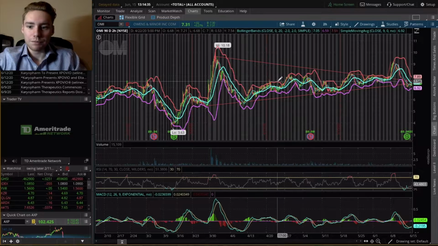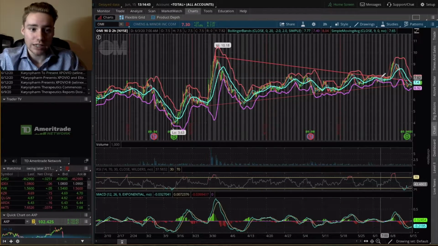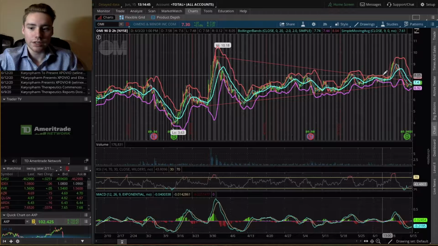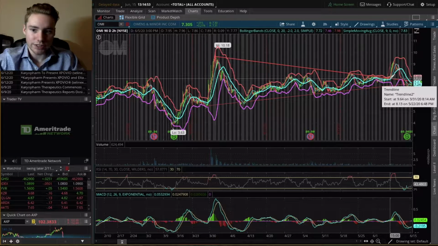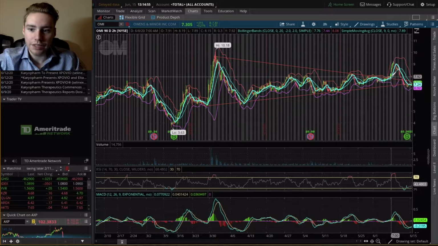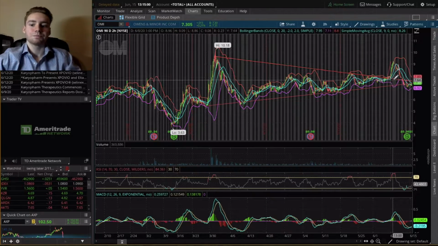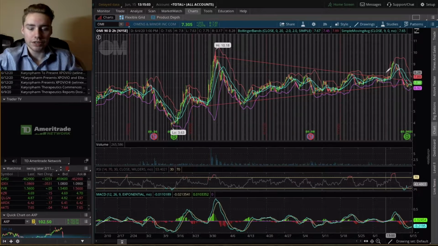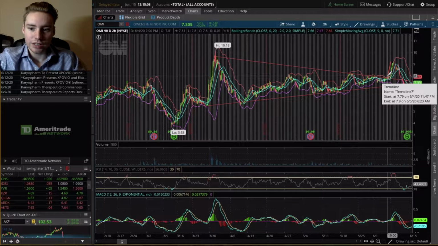Okay, so for a triangle like this, let's talk about entry and exit points. For an entrance point, you're typically going to want to find an entry point that is above the current resistance level. So as we can see here, once it crossed above this red resistance level that I've drawn, it was an immediate spike up in price action, over 18% profit. So this is something we could have taken advantage of by entering just slightly above this red resistance level.